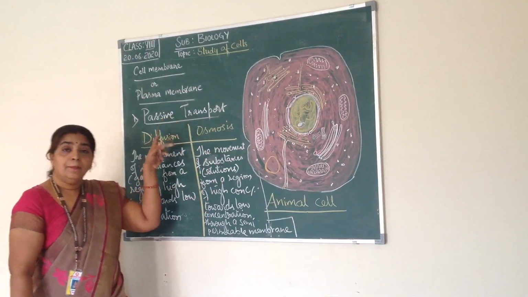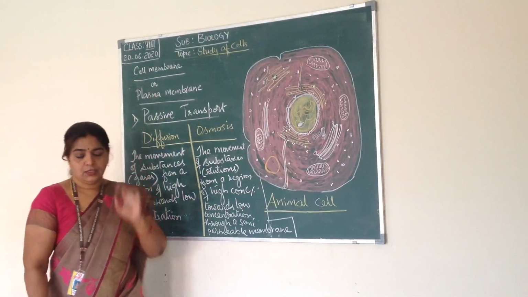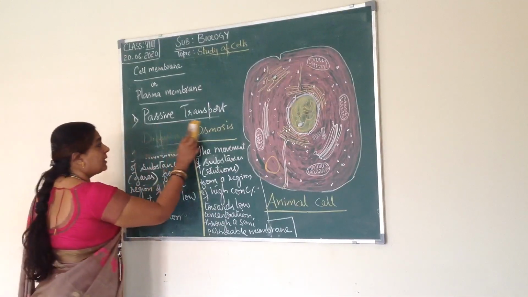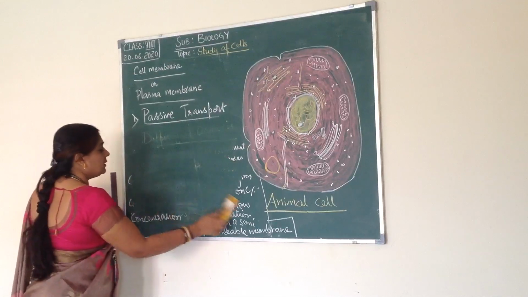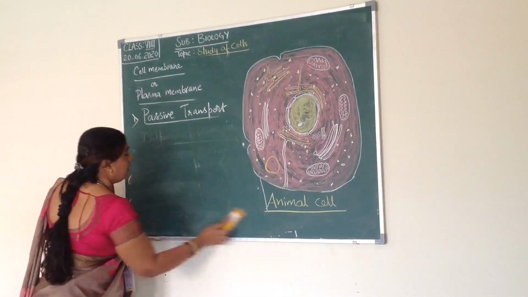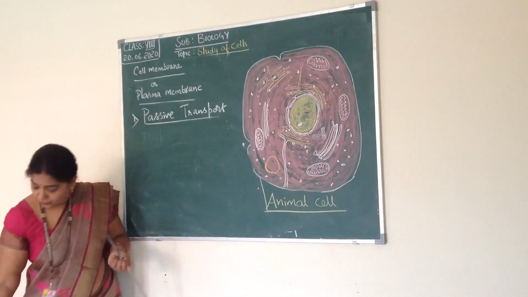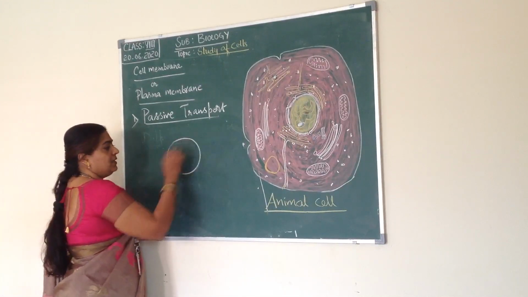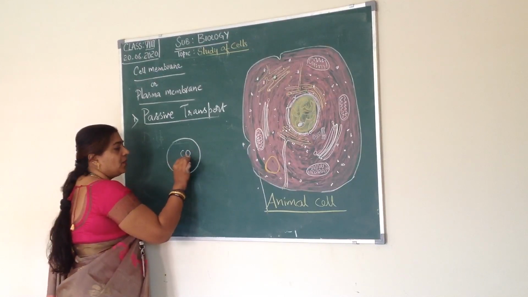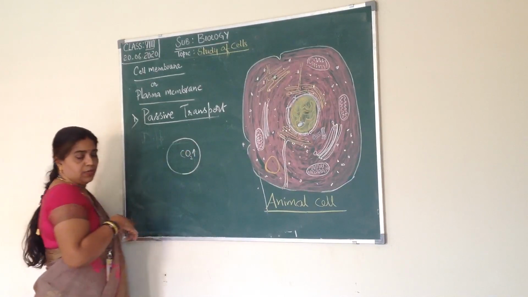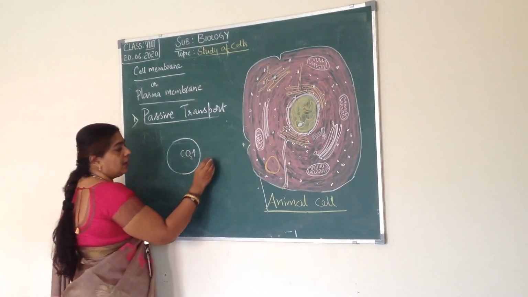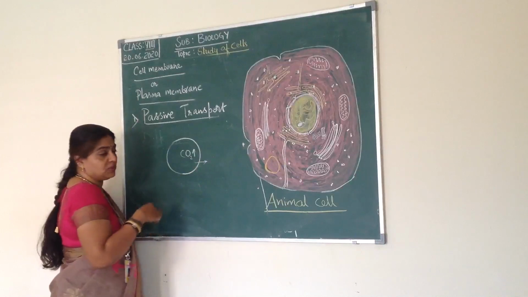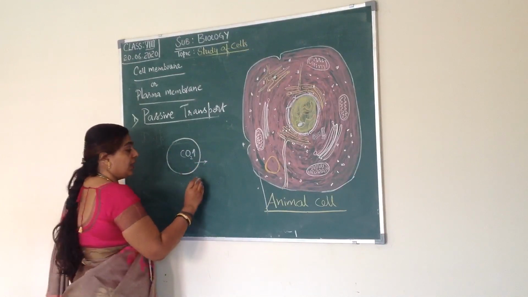This comes under passive transport. What is passive transport? I have told you, right? Next is active transport. First, let me give you one example for osmosis and diffusion. Imagine this is the cell. Inside the cell, the carbon dioxide level is more, and outside the cell, the carbon dioxide level is less. So what will happen? It will just diffuse.